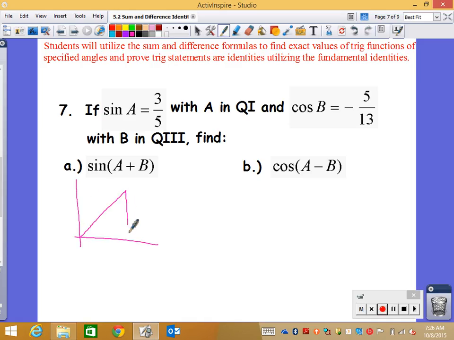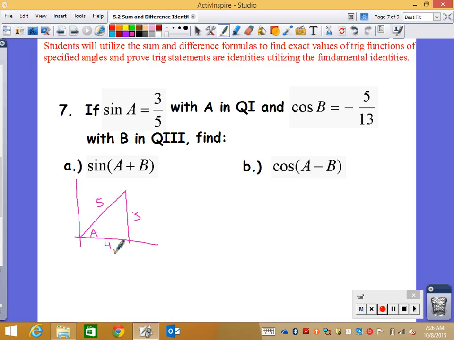Draw my A. And I know that the sine of A is 3/5. So the opposite is 3, and the hypotenuse is 5. Hopefully you can recognize that as a Pythagorean triple. If not, use the Pythagorean theorem. We get that this is 4.